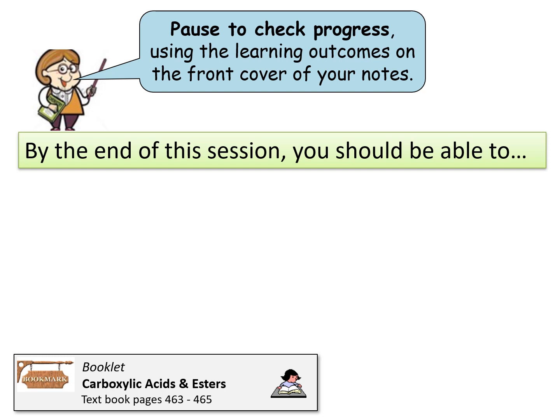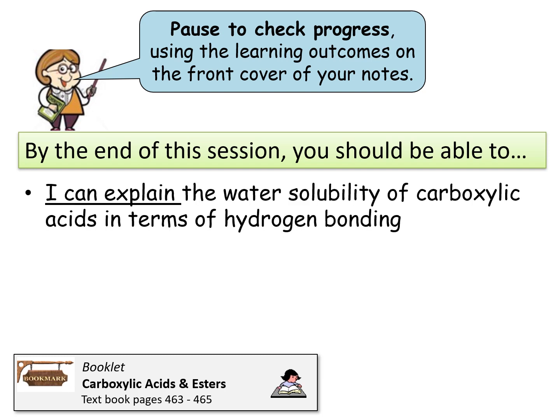Right, so this is a good point to pause and check progress. So use the learning outcomes on the front cover of your notes if you've printed them. If not, don't worry, I'll display them here. These are directly from your exam board spec. So at this point, you should be able to explain the water solubility of carboxylic acids in terms of hydrogen bonding. Of course, we've done a little bit more than that already.